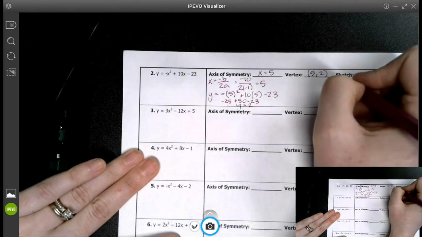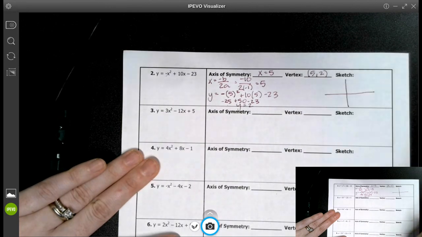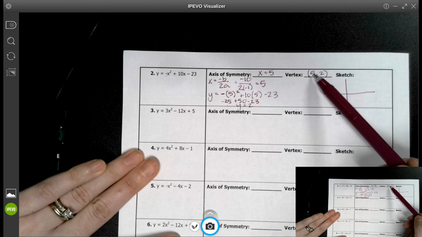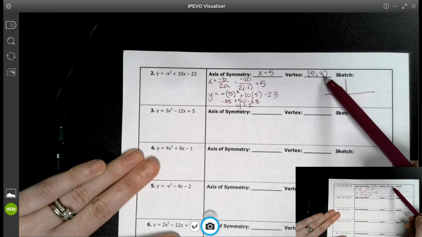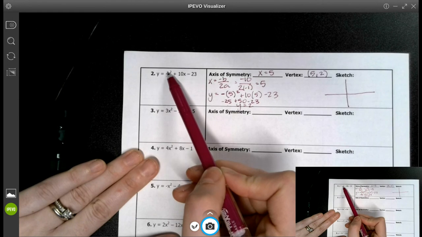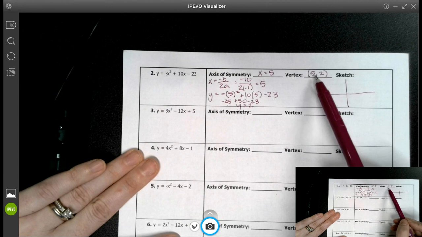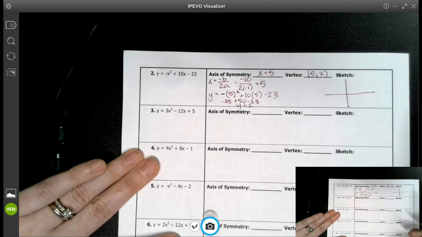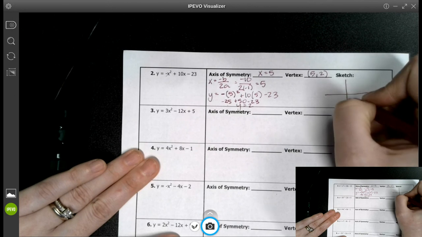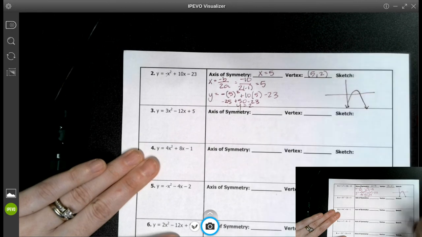So when I sketch this, again, this is not going to be exact, not going to be beautiful, but I know two things. I know that my vertex is the point 5, 2, and I know that my parabola is going to open down because of my negative a value. So that means my vertex 5, 2 is going to be the highest point on my graph. So it's going to look a little something like that.